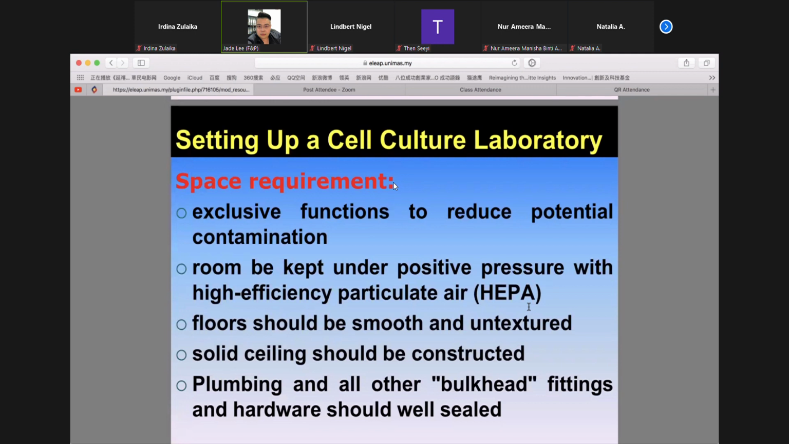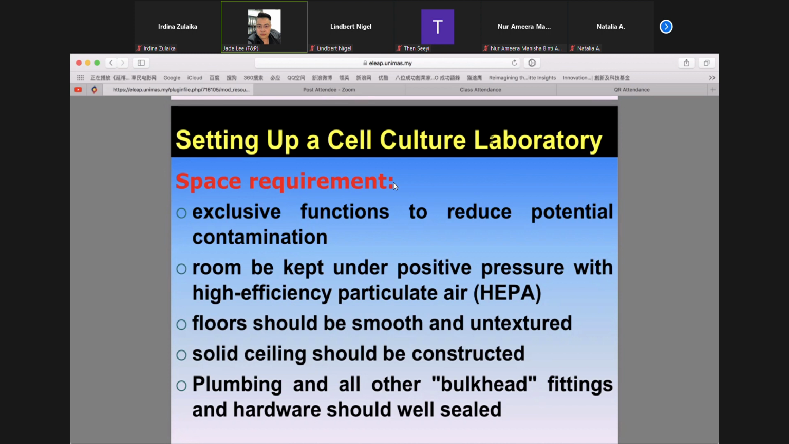So for setting up a cell tissue culture lab, you need a space requirement with exclusive functions to reduce potential contamination. You need to bear in mind that the ultimate goal of setting up the tissue culture lab is to make sure that the tissue that you culture will not be contaminated. That is the ultimate goal. The room should be kept under positive pressure with a high efficiency particulate air filter, which is the HEPA filter. It is a must to be installed in the tissue culture lab.